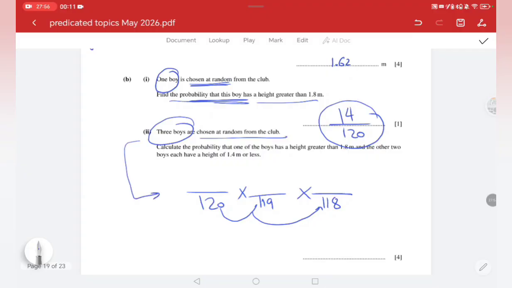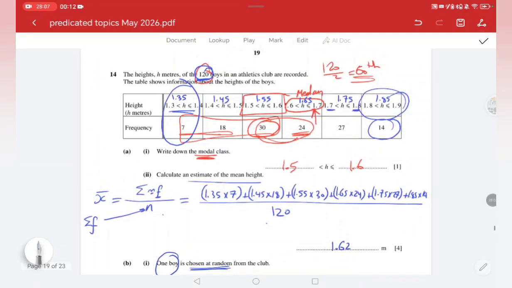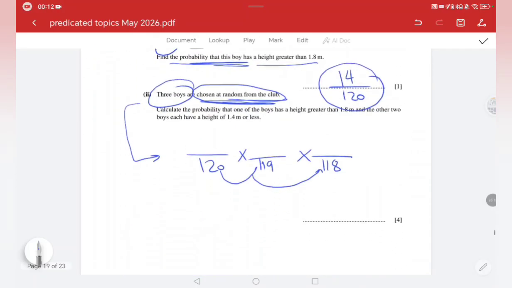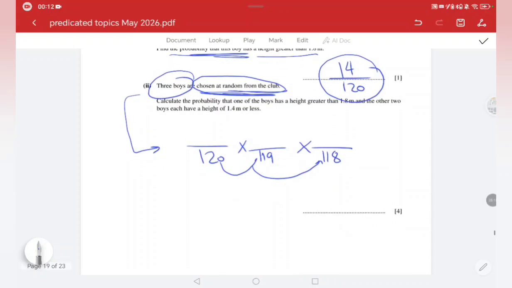Before moving to the next one, I wanted to say something about three boys choosing at random. Sometimes they say choosing from, let's say, more than 1.5. It means you will divide by this number. So take care, you are dividing by what? So choosing at random, we are dividing by the total.